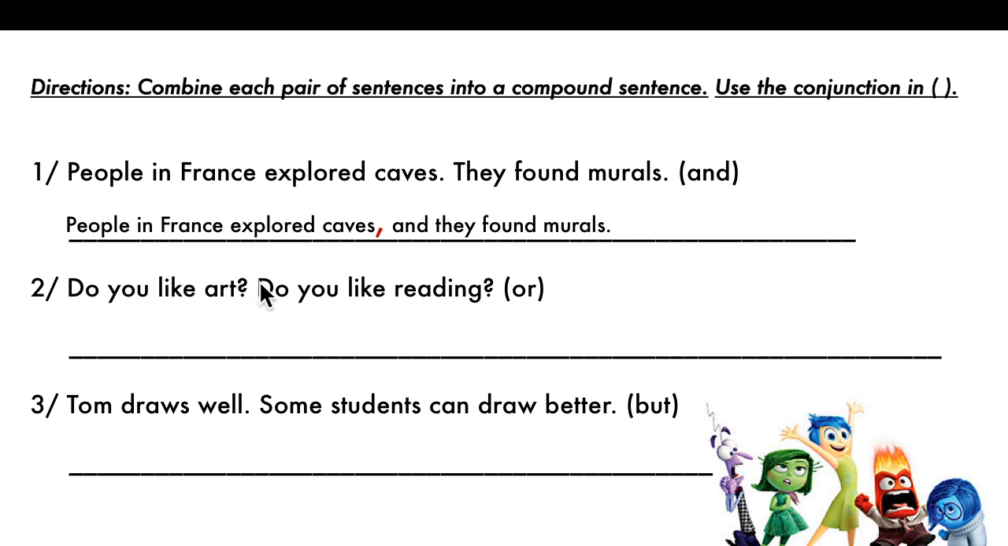Do you like art? Do you like reading? Join it together with the conjunction word or. It will look like this. You will change the question mark into a comma, add the conjunction word or, and change the capital D into a small d. Do you like art or do you like reading?